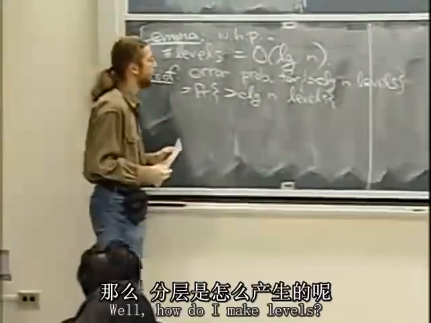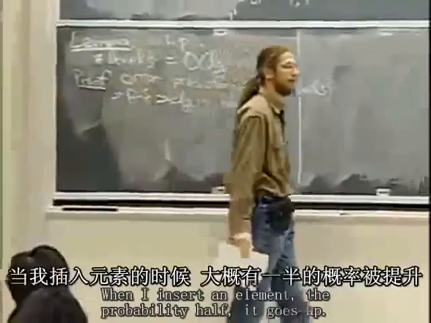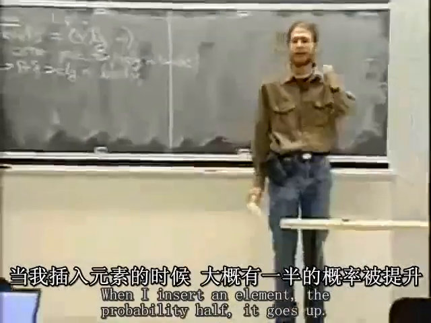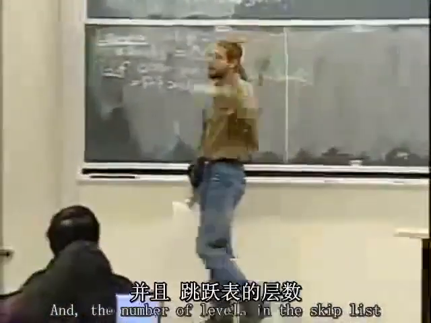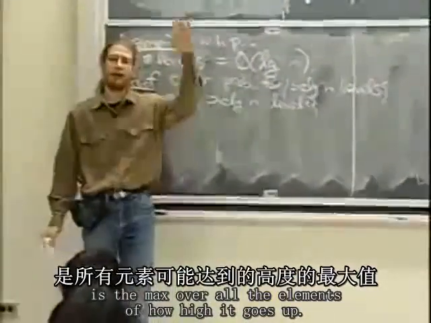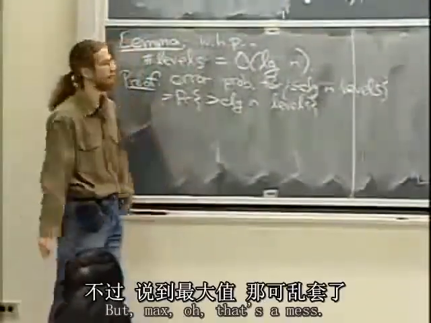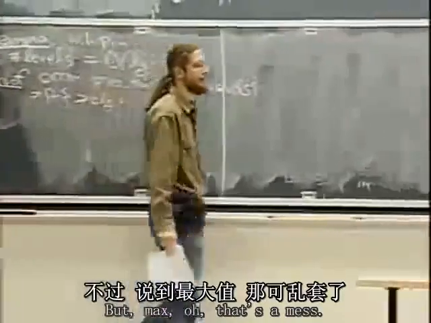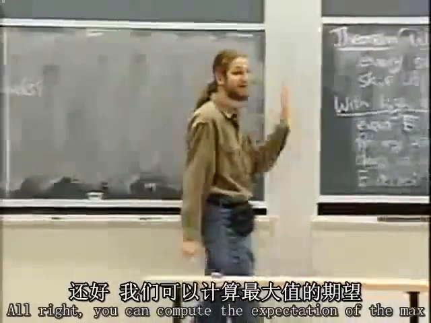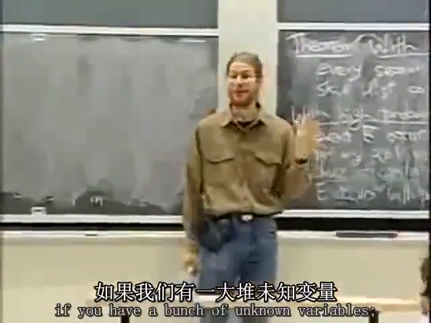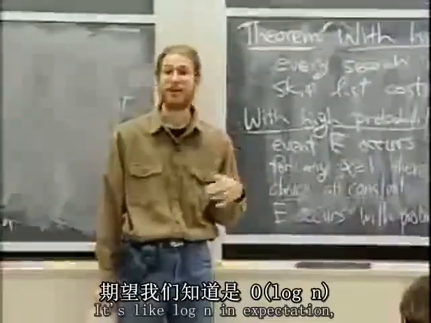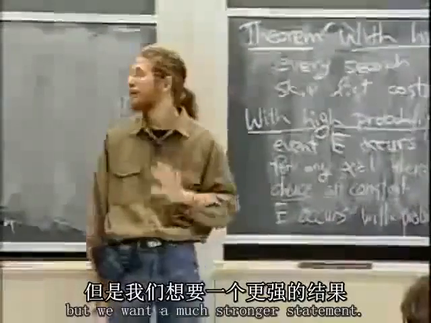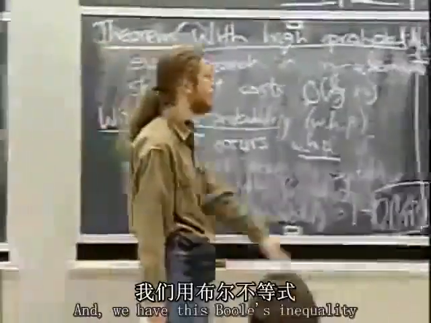Well, how do I make levels? When I insert an element, with probability half it goes up. And the number of levels in the skip list is the max over all the elements of how high it goes up. But max, that's a mess. You can compute the expectation of a max. If you have a bunch of random variables whose expectation is a constant, and you take the max, it's like log n in expectation. But we want a much stronger statement. And we have Boole's inequality.